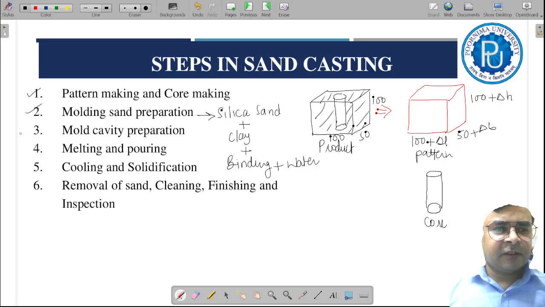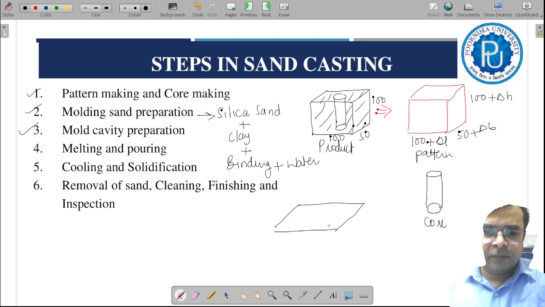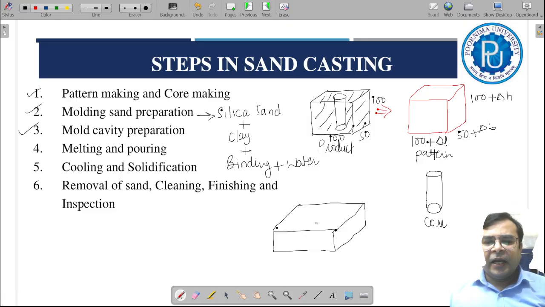Next, mold cavity preparation. Once the pattern is ready and the sand is ready, we make a mold cavity. How do we make a mold cavity? Let's suppose this is a mold box. It is made either of wood or of metal; both materials can be used. Its bottom and top surfaces are open.